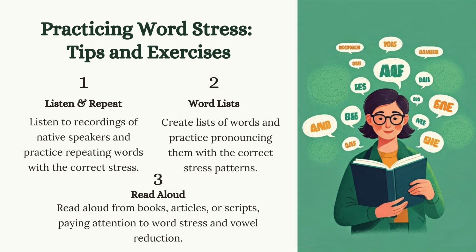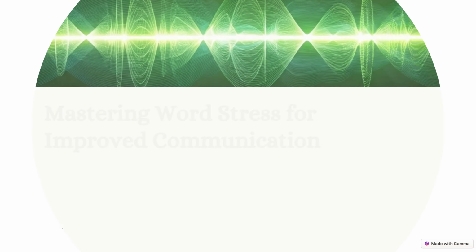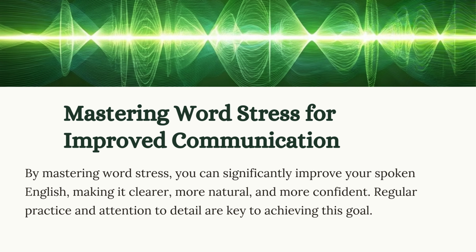Finally, try to read aloud from books, articles, or scripts. As you read, pay close attention to word stress and vowel reduction. Reading aloud is a great way to improve your fluency and stress application. By mastering word stress, you will significantly enhance your spoken English, making it clearer, more natural, and more confident. Whether you're speaking with others or practicing on your own, regular practice and attention to detail are crucial. With time, you'll see improvements in your communication and feel more comfortable speaking in English.